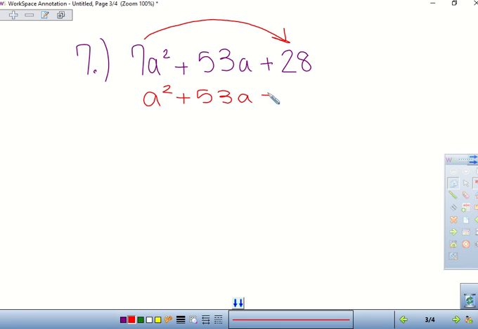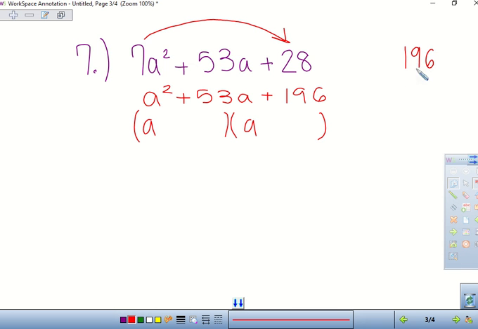And this is where you're going to need a calculator sometimes, because some of these numbers are going to get pretty big. Okay. So now we're looking for factors of 196 that add up to 53. So sometimes this is going to take you a little bit of work in the calculator trying different numbers.